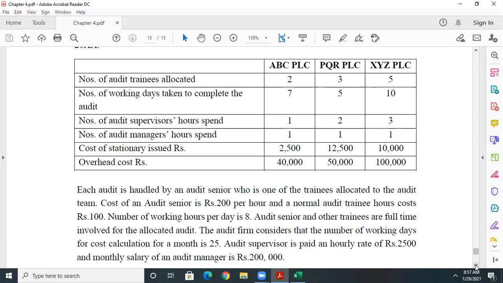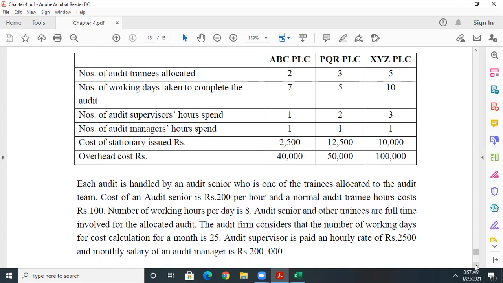So if the things are such, then what is the requirement? Each audit is handled by an audit senior who is one of the trainees allocated to the audit team. You can see that several trainees are allocated. Out of that, one person is a senior. The cost of an audit senior is 200 per hour, and the normal audit trainee hourly cost is 100. Number of working hours per day, 8.